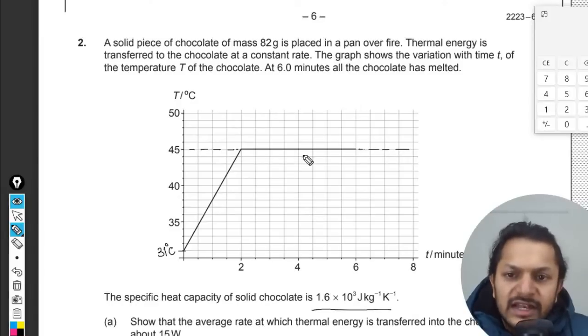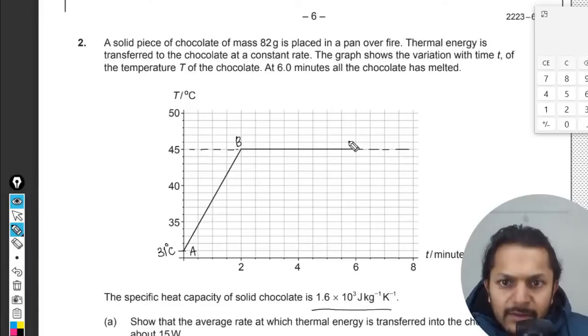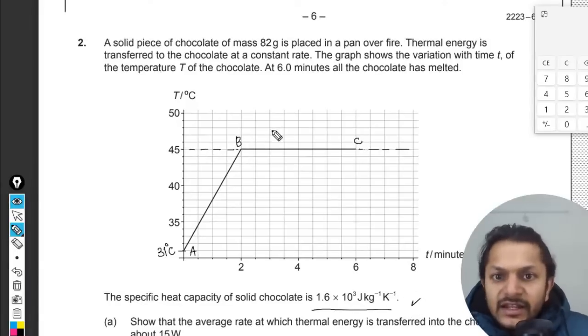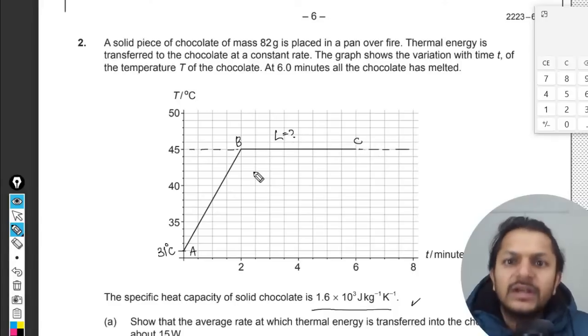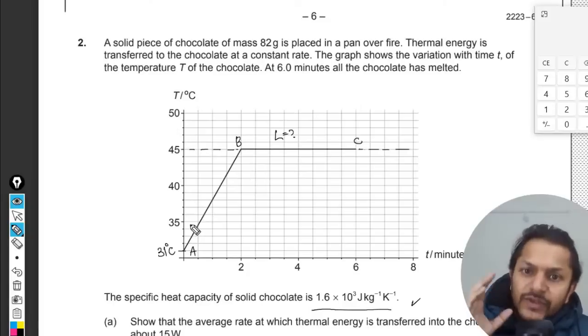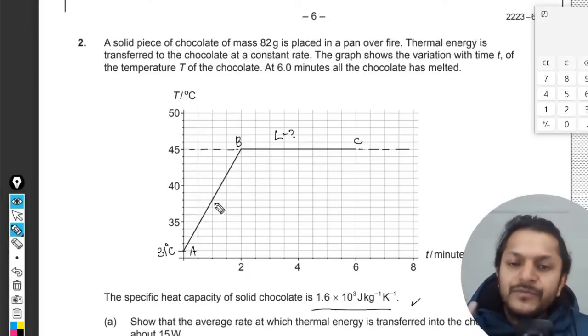So this is where latent heat is happening here. So A, B, C. Specific heat is given to you. So latent heat is not known to us. So obviously we will not be concerned with B and C. Otherwise it could be very easy for us. But anyways, this is the specific heat capacity that is given. So we will concentrate on region AB.